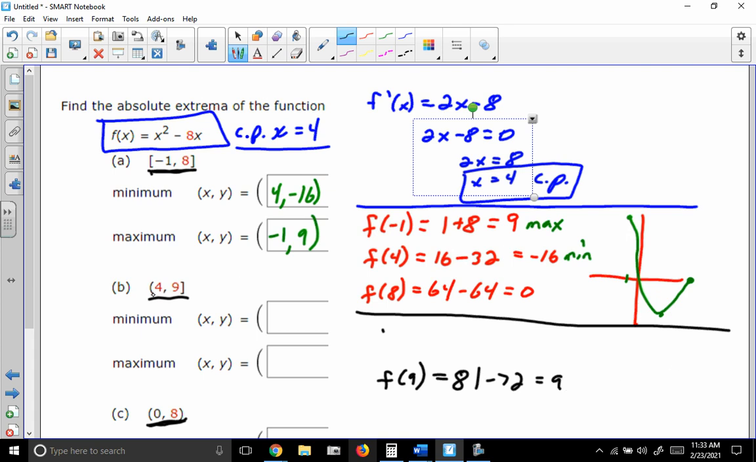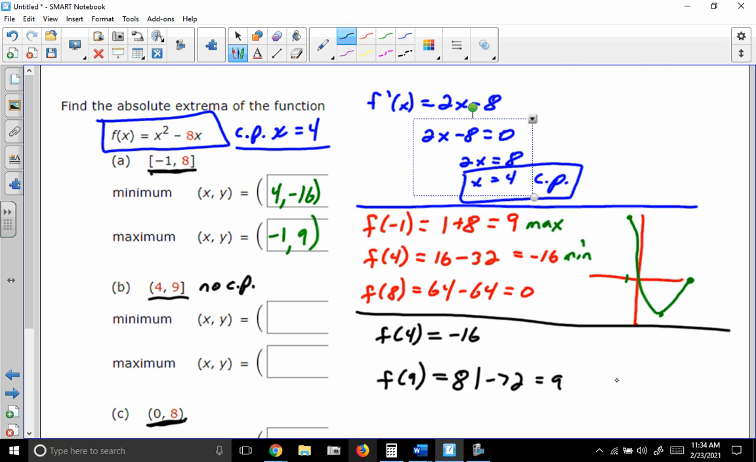Now, what happened at 4? 4 was a critical point. So inside our interval, there's no critical point inside the interval. So our maximum and minimums will occur either on the right side, the left side, but not in the middle because there are no critical points in the middle. Well, let's remember that at 4, even though we don't include 4, our y value is -16.